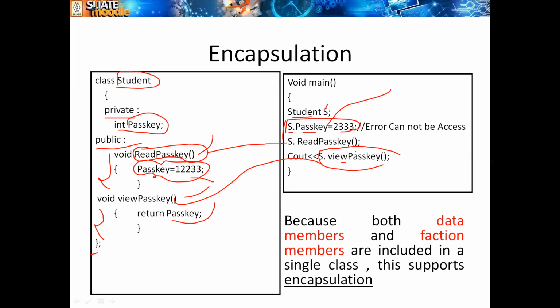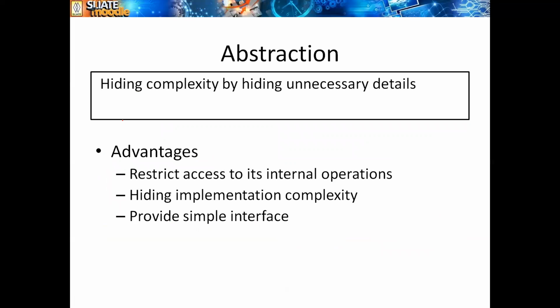But inside the public method we can use the private variable. That is called encapsulation, because both data members and function members are included in a single class, defined in the same class. This supports encapsulation. Abstraction: hiding complexity by hiding unnecessary details.